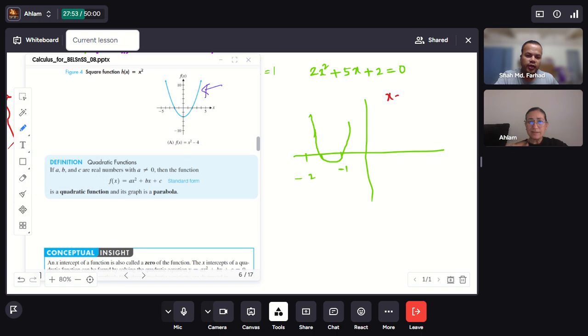We have here x equals negative 1, and negative 3 by 2, right? So this is equal to negative 1.5. So this one is negative 3 by 2, that means negative 1.5, and this one is negative 1. Since the values of x are negative 1 and negative 3 by 2, the graph will intersect the x-axis at these 2 points.